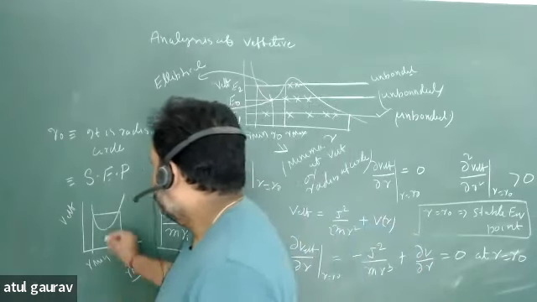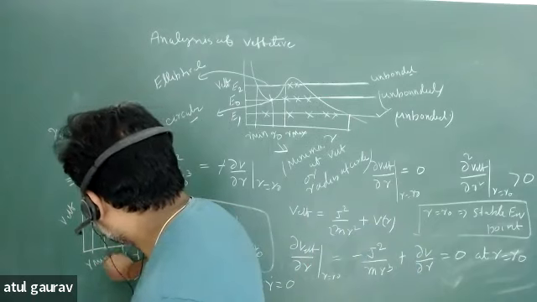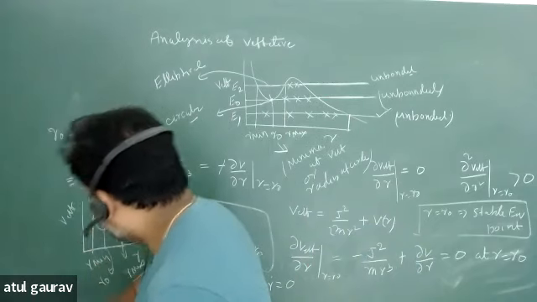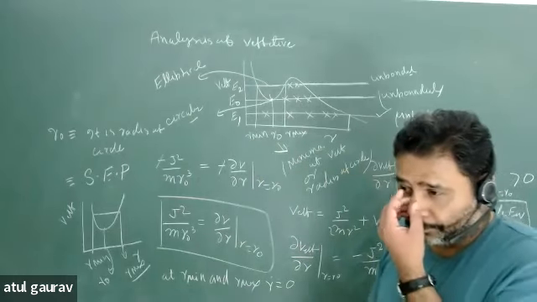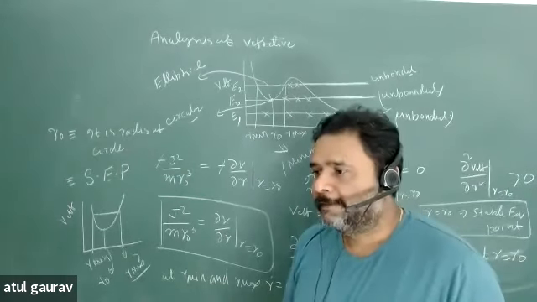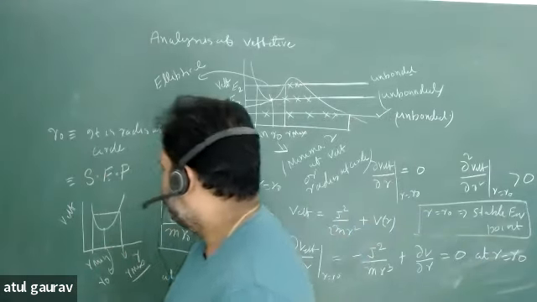And now this point is what? A stable equilibrium point? What did we call R naught? A stable equilibrium point? Yes, this point, this is your stable equilibrium point.